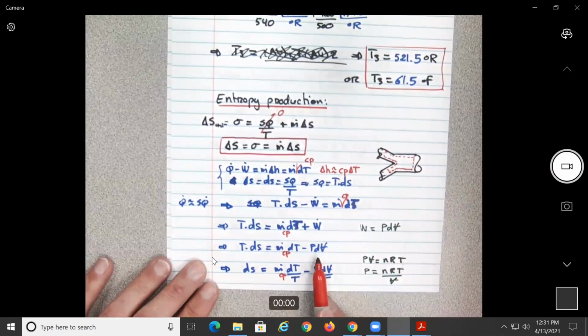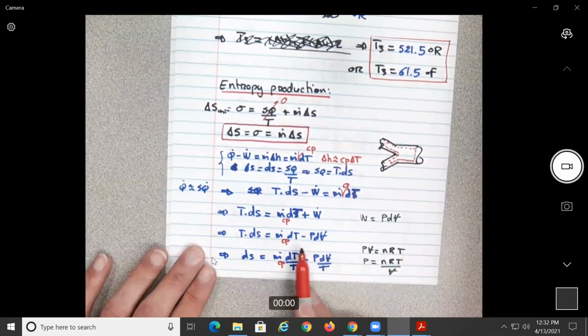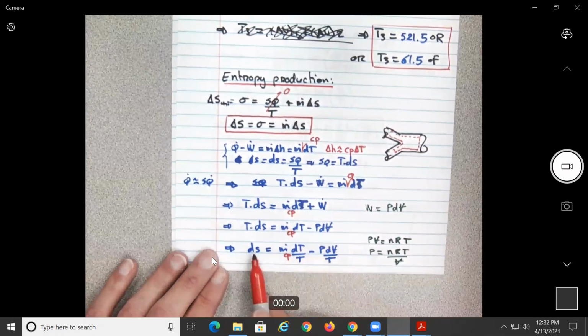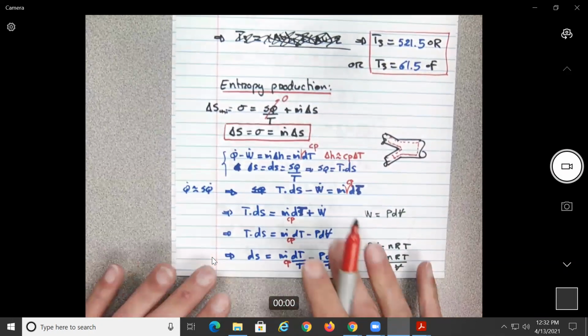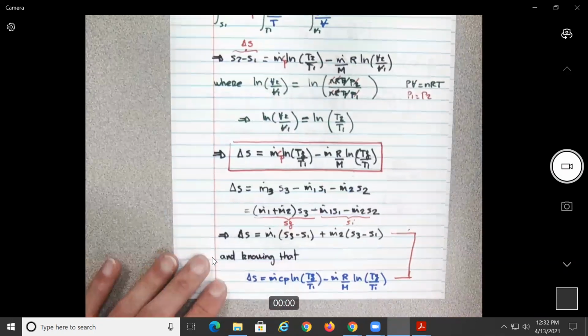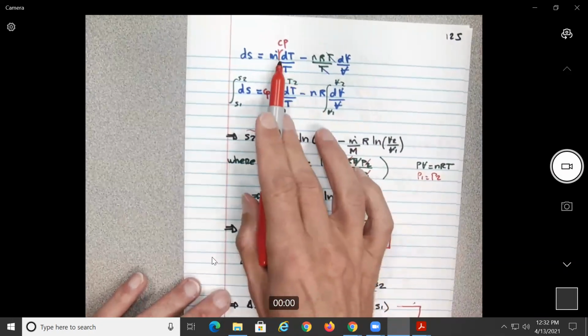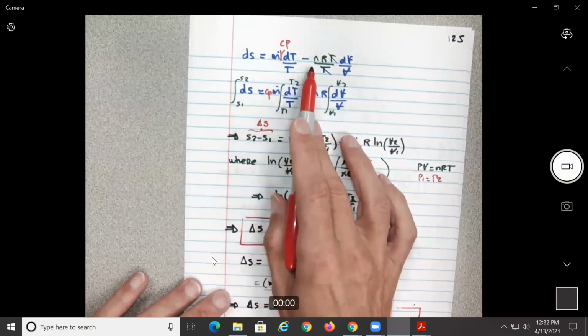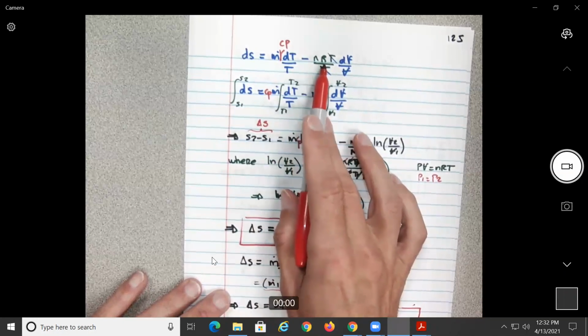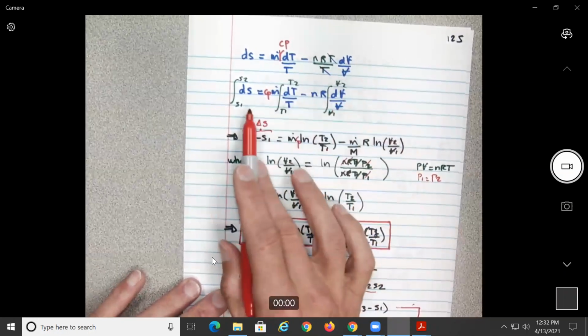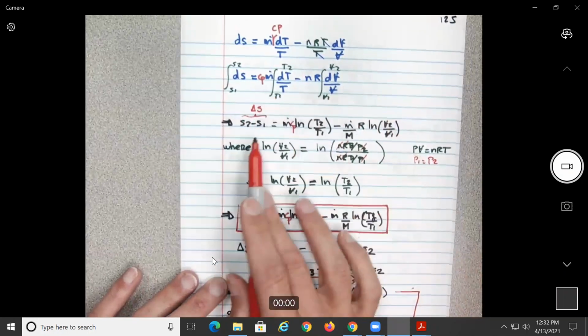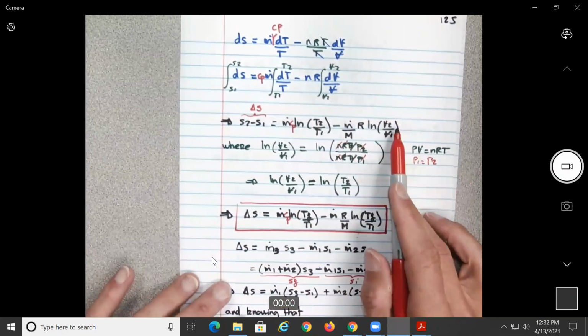We know that the work done is equal to PdV. So I get this plus PdV. I divide by T. I use the ideal gas relation to write P as nRT over V. So I get nRT over V. Basically, you end up here with m Cp dT over T, and here you're going to end up with minus nR dV over V. Okay, so I write this, we integrate, we get this, but we don't know the volumes.